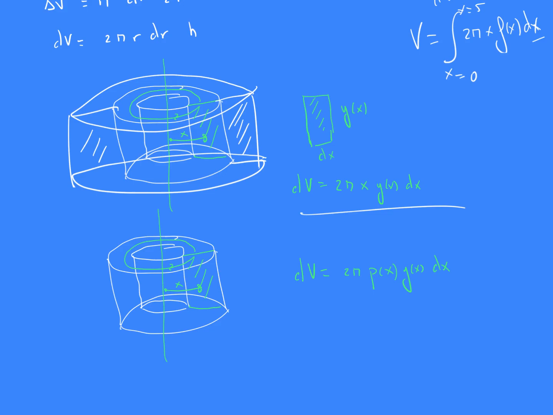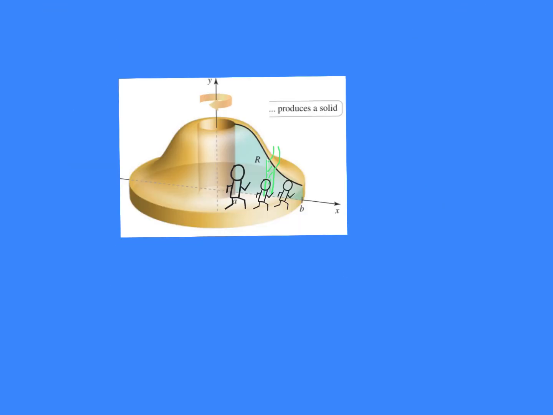If the figure is rotating in a different way, where the radius is different, because maybe you are rotating through an axis of rotation for which the radius is bigger, then we put p of x. p of x is the radius. Okay, so we repeat again.